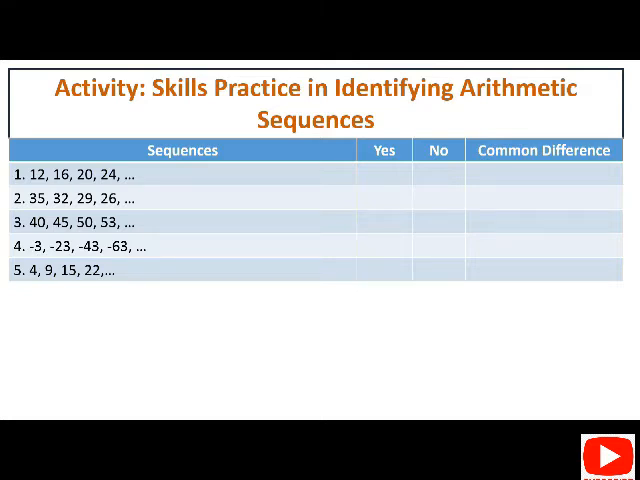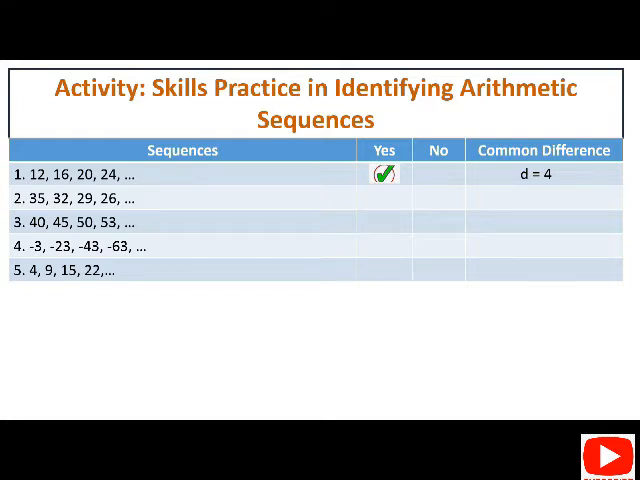12, 16, 20, 24. Is this an arithmetic sequence? Yes. And what is the common difference? The common difference is positive 4. Since the sequence is increasing, it will give you a positive common difference. By checking the common difference, you will just subtract: 16 minus 12, that is 4. 20 minus 16, that is 4. 24 minus 20, that is 4.